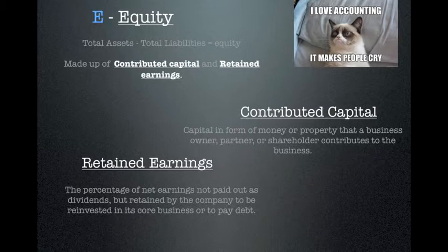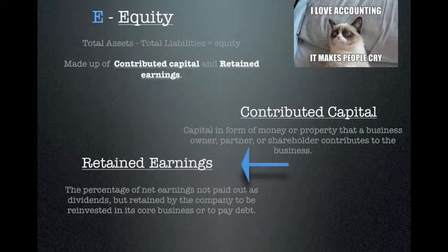In the accounting equation, the E stands for equity. Equity is the difference between a company's assets and their liabilities. It represents the share of assets that are claimed by the business and the business owner. Equity is broken up into two parts: contributed capital, which is the amount invested by shareholders, and retained earnings.